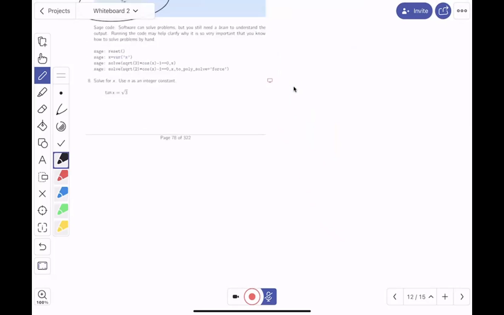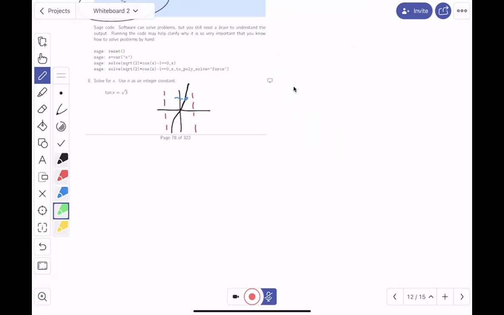And number 8, I guess, tangent x equals root 3, and this n is an integer constant. I'm going to draw my picture. And again, you don't have to draw a picture. I'll point out that for a lot of students, drawing a picture may or may not be helpful. You have to determine that by trying. Look for my ratio, which is root 3. It hits it there. The question is, what angle would that be?